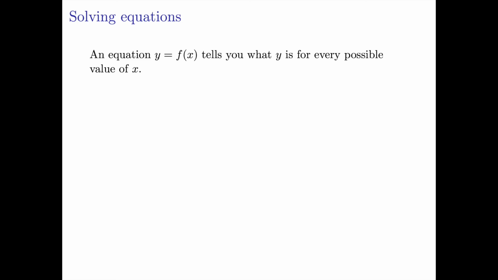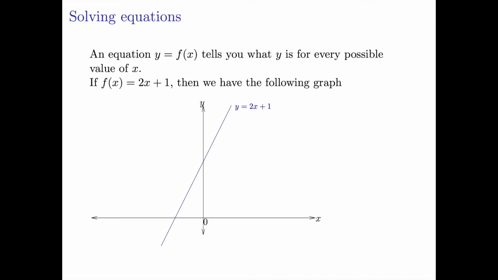An equation like y equals f of x tells us what y should be for each value of x. In other words, it's telling us the relationship between the variable y and the variable x. So let's suppose, for example, we take the function f of x equals 2x plus 1. Then the relationship between y and x is explained by this line. So for each x, we get the corresponding y. So this equation describes this line.